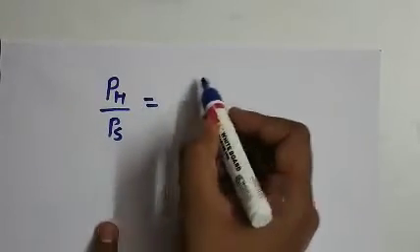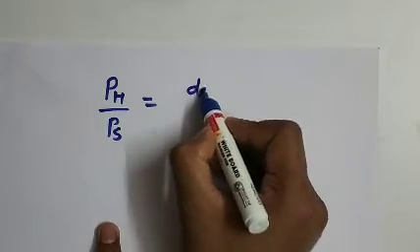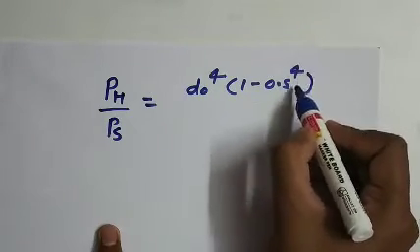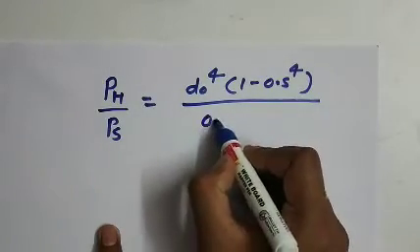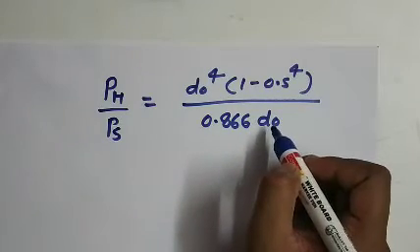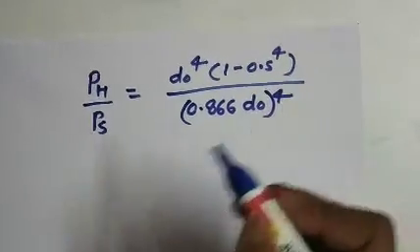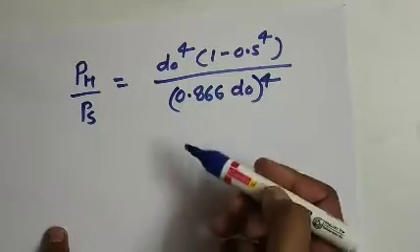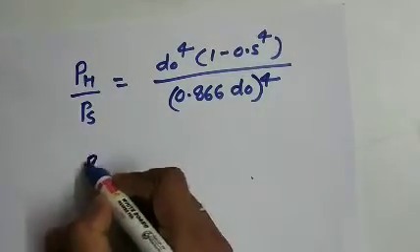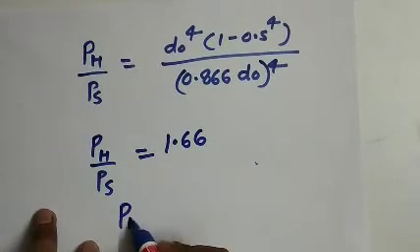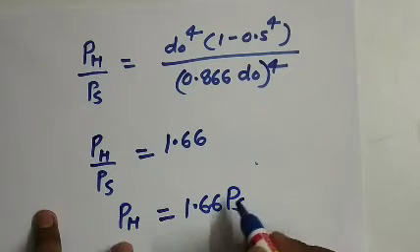Then what we are finding is P hollow upon P solid will be equal to d outer to the power 4 into 1 minus k to the power 4, where k is given as 0.5, upon ds to the power 4. ds is given as 0.866 d outer, so in place of ds put the value 0.866 d outer, then it will be d outer to the power 4. Now calculate the value. When we simplify it, d outer cancels out, and finally P hollow upon P solid will be equal to 1.66. So P hollow is equal to 1.66 times P solid.